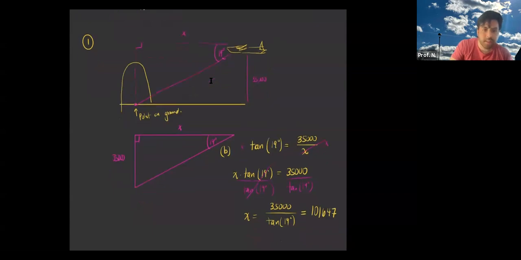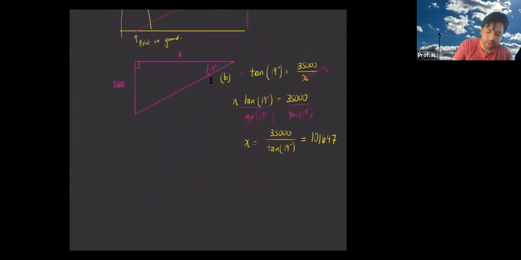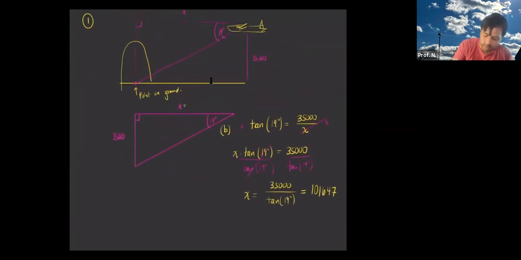Because what is A? A is the distance between the plane and the base. So what we found was the horizontal distance from the base to the plane, but now I want to find the direct distance away. So then you have to use the Pythagorean theorem for this. Once we found this, 1,001,647, I want to find this missing side here. Let's call this C. So this is 35,000 squared plus 101,647 squared equals C squared.